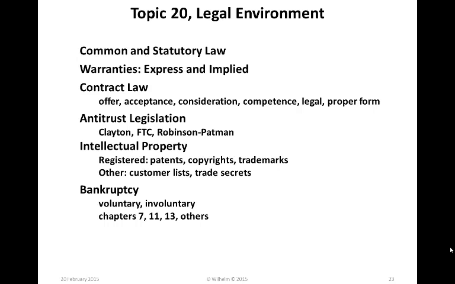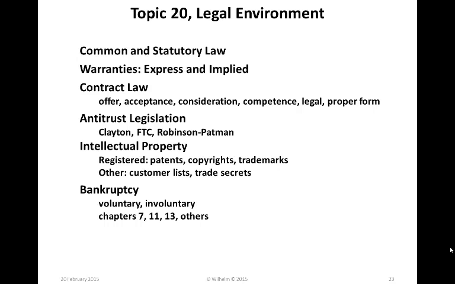The legal environment, there is common law and statutory law. Common is tradition and judicial decisions. Statutory law, laws passed by statutes.